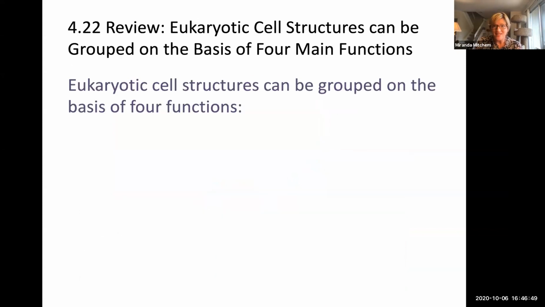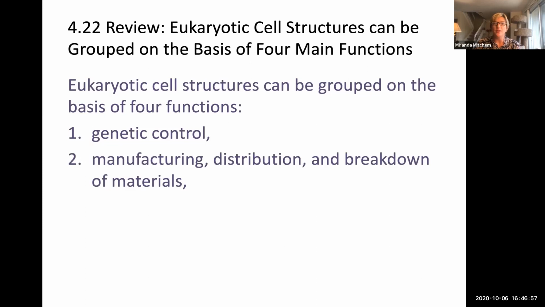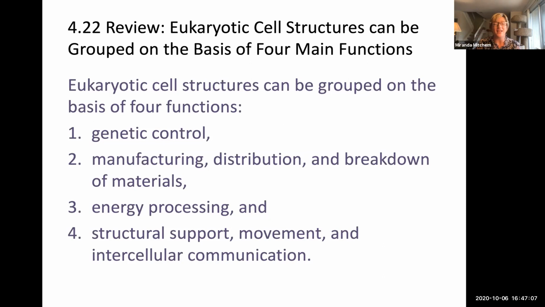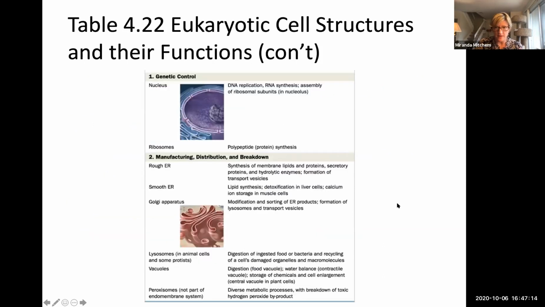All right, so that wraps us up. We've gone through our 4 groups of eukaryotic organelles based upon their functions. We've got genetic control. We've got the manufacturing, distribution, and breakdown of different cellular materials. We have energy processing, and then the structural support, movement, and cell-to-cell communication. Those are the 4 categories. So I've included the table from your textbook that summarizes each of the components of those 4 groups, along with a little picture and description of what it does. So I'd encourage you to look over these.